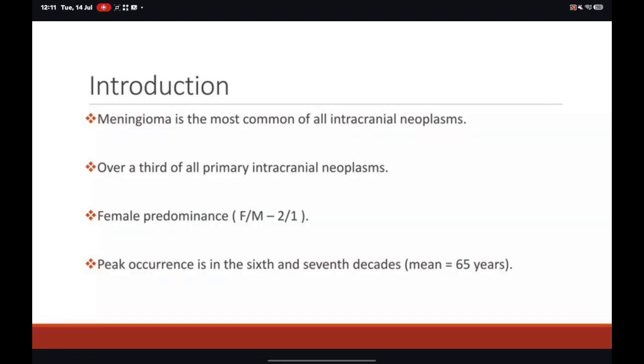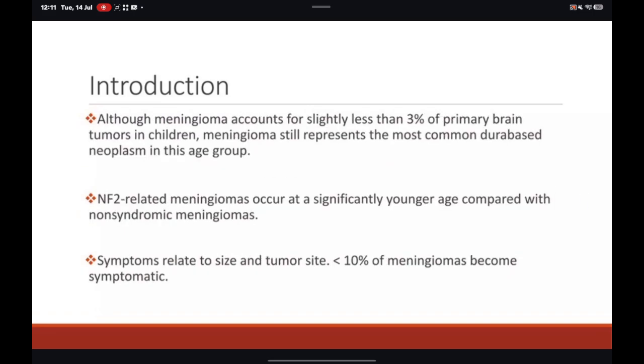Let's go into the introduction. Meningioma is the most common of all intracranial neoplasms, about a third of all primary intracranial neoplasms, and female predominance is seen here, where the female to male ratio is 2:1. Peak occurrence is in the 6th to 7th decades, with a mean age of around 65 years.